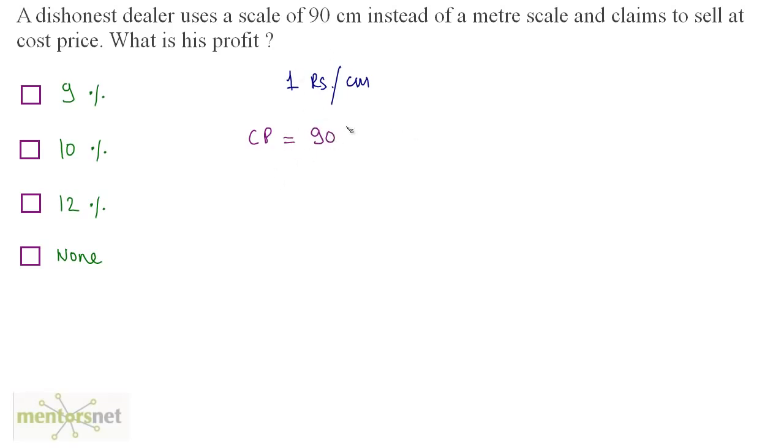But to the user he says that this is a meter scale, which means 100 centimeter scale. So to the person to whom this dealer sells any article that he measures using this scale, he says that it is a 100 centimeter scale. According to the cost price of 1 rupee per centimeter, he sells to the user at 100 rupees. So the selling price is 100.